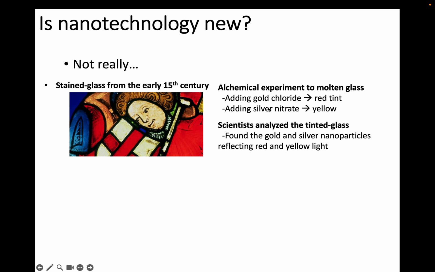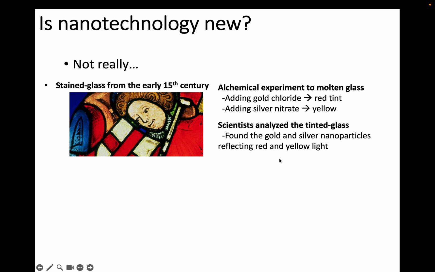And also they add silver nitrate, which creates a kind of yellow color, okay? That is just by experience. Basically they learned that if we add certain materials, we can create this color and that color. And then recently, scientists analyzed this tinted glass, and they found gold and silver nanoparticles, okay? That is essentially reflecting red and yellow light, okay?